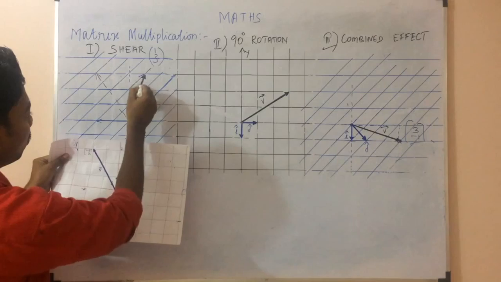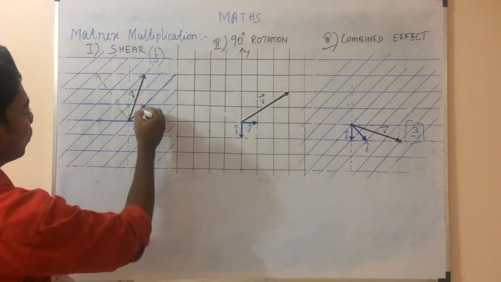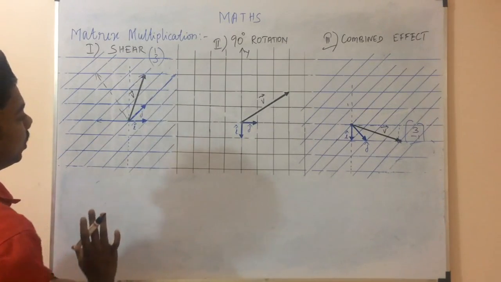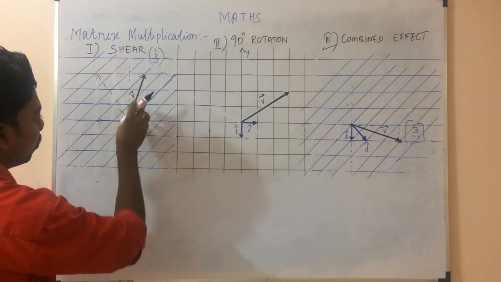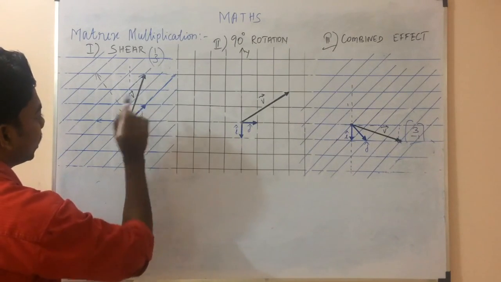Okay, so now what will be the position of the v vector? Now you have to find where this v vector will go. To find this v vector, you should know where i cap will go and where j cap will go.